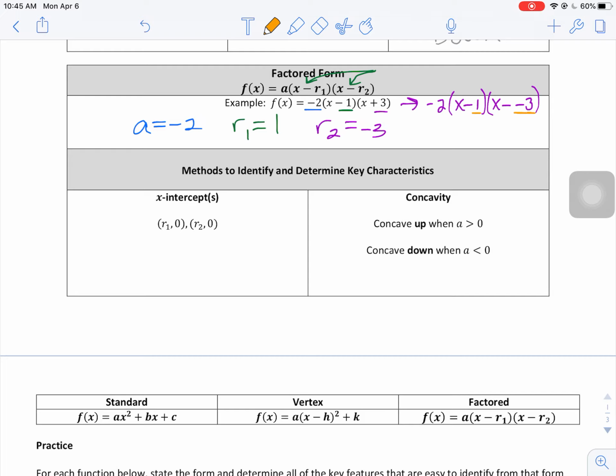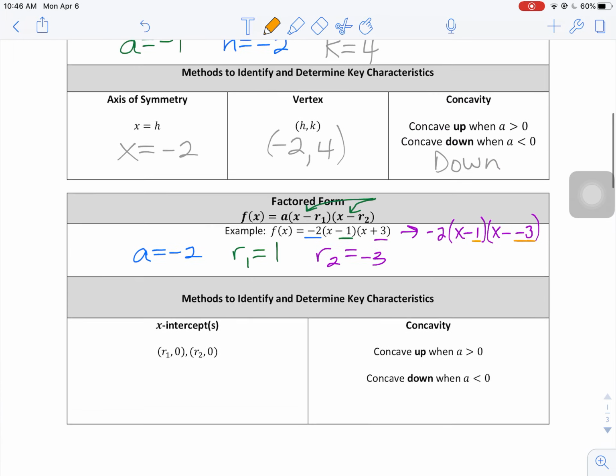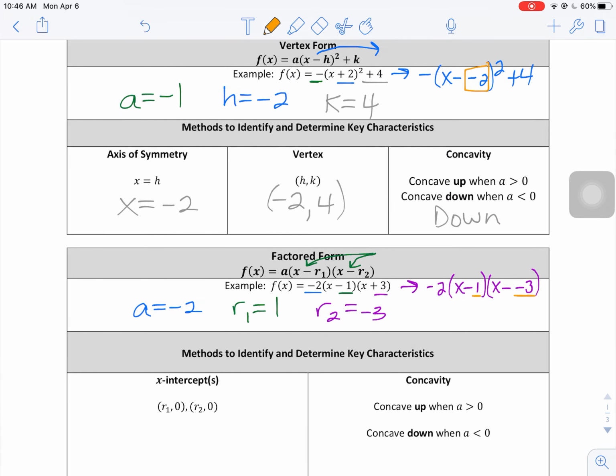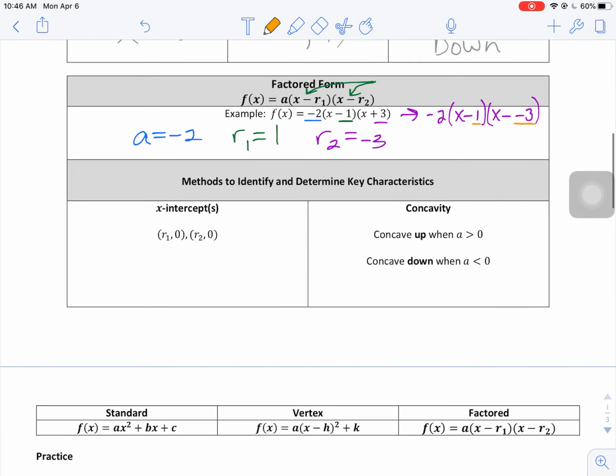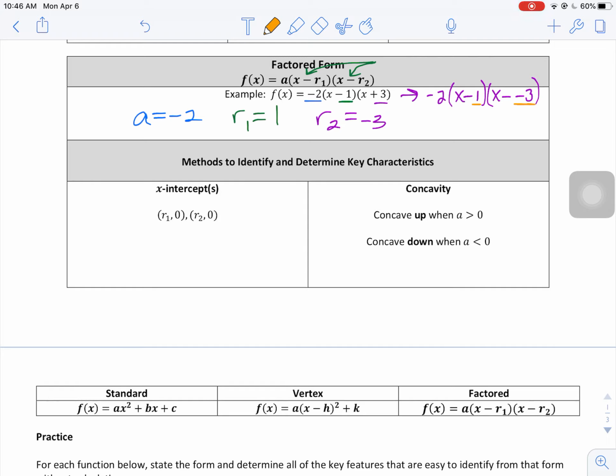And again, if you get a little bogged down by that second function I wrote in purple, just always remember it's the opposite of the number inside the parentheses for your R values, just like it was the opposite of the number inside the parentheses for the H value in vertex form. So on our example for our two x-intercepts, those are going to be the R values. So we have 1, 0, and then we have -3, 0 as our two x-intercepts. Concavity, since a is -2, this is going to be concave down.